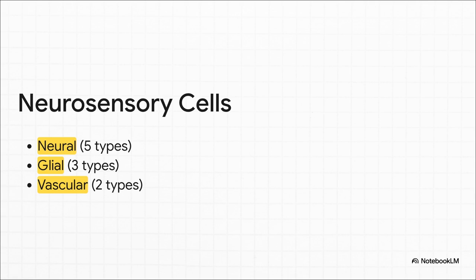Next up, we have 3 types of glial cells, Mueller cells, astrocytes, and microglia. And finally, the 2 vascular cell types, endothelial cells and pericytes. This is a fundamental OCAP breakdown. Just remember the 5-3-2 rule here, and you'll be golden.